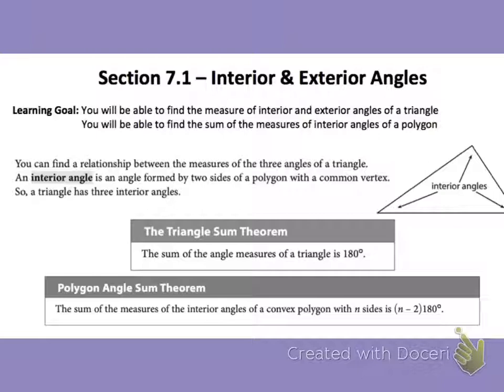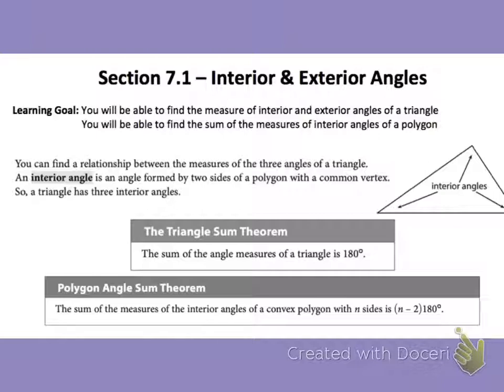Other polygons. So our learning goal is to be able to find the measure of interior and exterior angles of a triangle. And our other learning goal is we will be able to find the sum of measures of interior angles of a polygon. So we want interior and exterior angles for triangles and interior angles for polygons like quadrilaterals, octagons, pentagons, things like that.